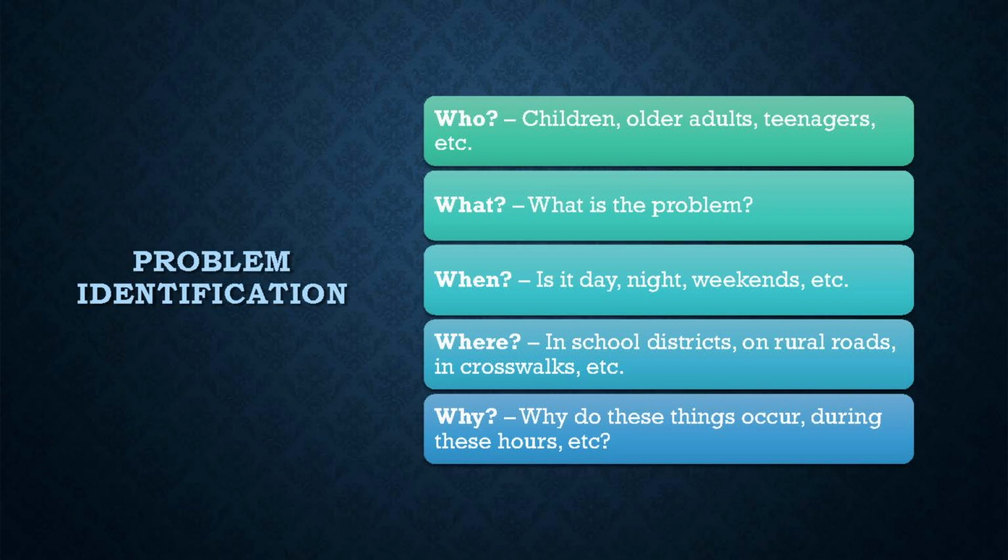Now, the when can be a factor, maybe when schools are getting out or in the evening, we're seeing a lot of DUIs at a certain hour. The when can be important. That includes nights, weekends, certain seasons. The more data you have, the better your problem ID will be. And then why are these things occurring? So we want to identify that with sources of data. So we'll get into that in just a moment.